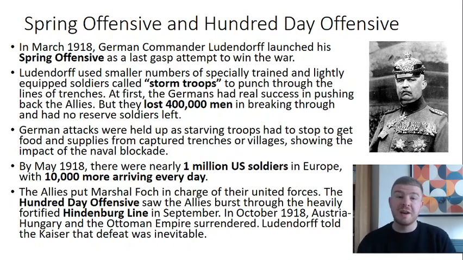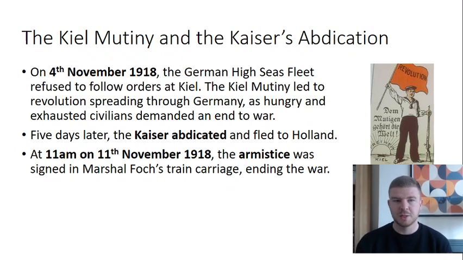And the 100-day offensive, called that because it's the last 100 days before the end of the war, saw the Allies respond to the spring offensive and burst through. They pushed the Germans back and they burst through this heavily fortified Hindenburg line in September of 1918. The next month, Austria-Hungary and the Ottoman Empire surrender. They are the Germans' sort of last surviving allies. And Ludendorff, who created the spring offensive, contacted the Kaiser and told him that defeat was inevitable and they had no choice but to ask for an armistice.